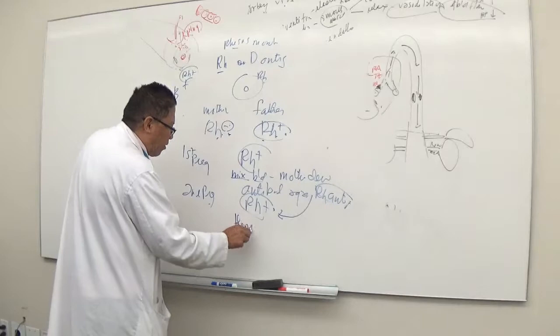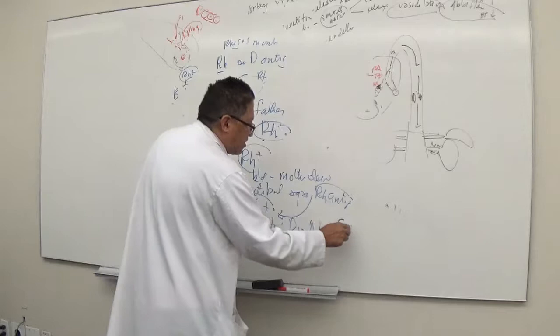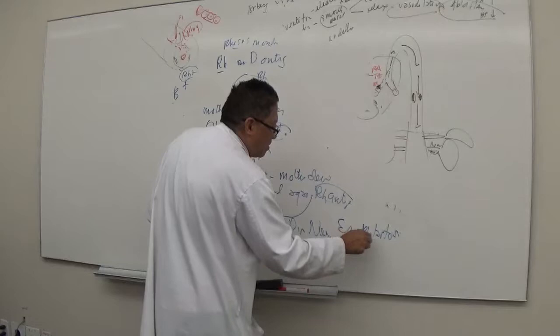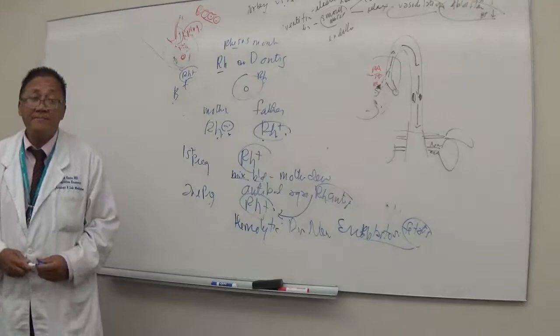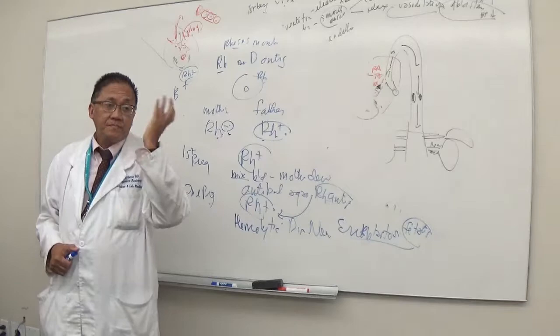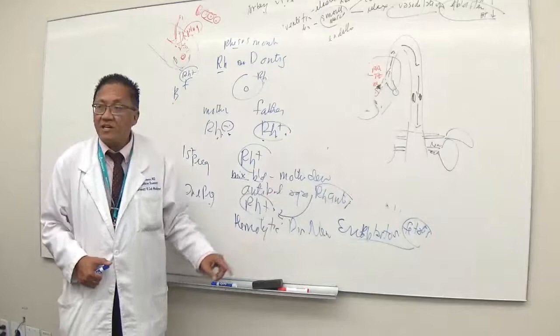Hemolytic disease of the newborn, or erythroblastosis fetalis. Bad or good? The fetus will die because the antibodies will cause the red blood cells to what? Rupture and burst. That's why it's called hemolytic disease, hemolysis. The antibodies will cause the red blood cells of the second baby to rupture and the baby will die.